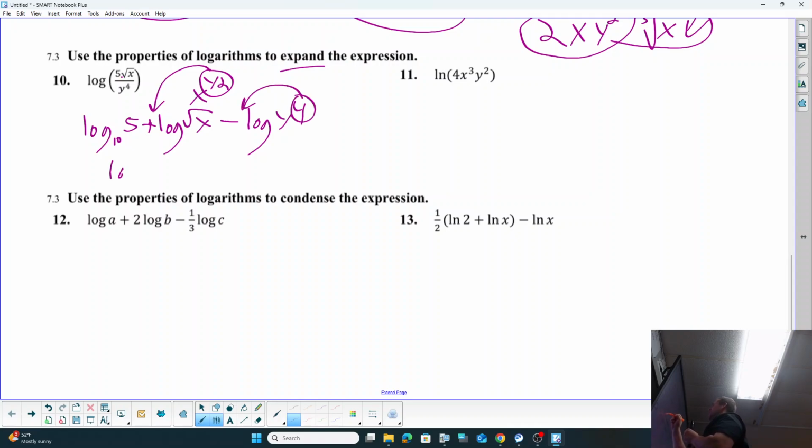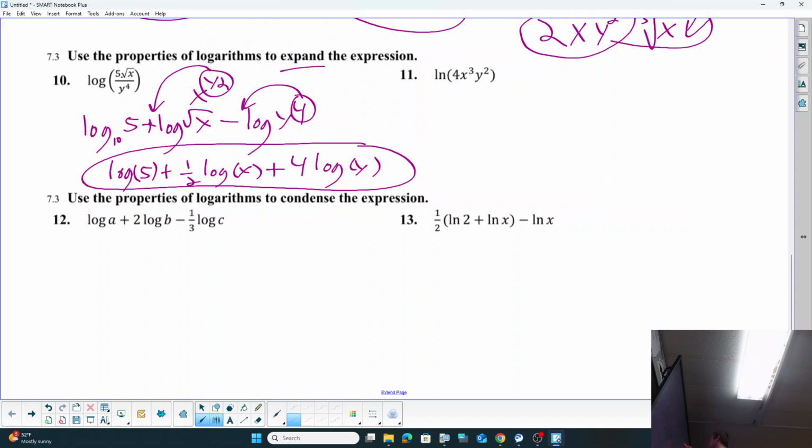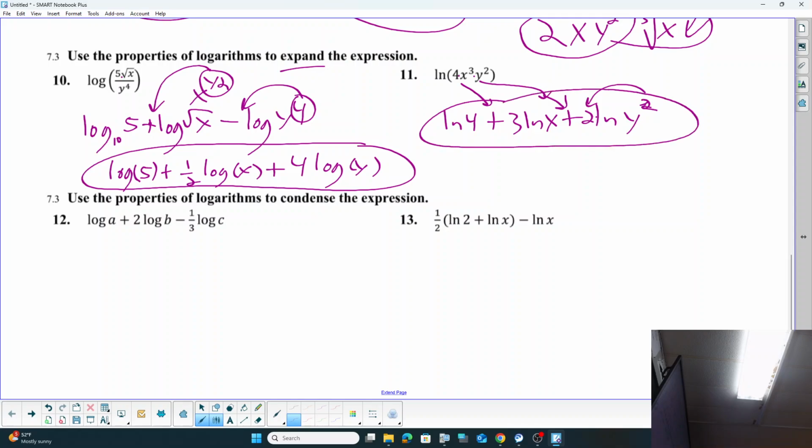4 comes in front. So we got log 5 plus 1/2 log x, plus we have a 4 in the front and then log y. Expanded. So that's ln of 4, times becomes addition, ln of x, plus ln of y squared, but again the 2 goes in front. Boom.